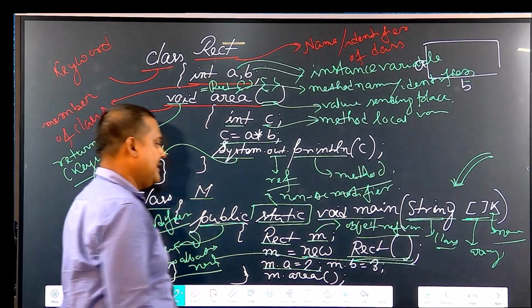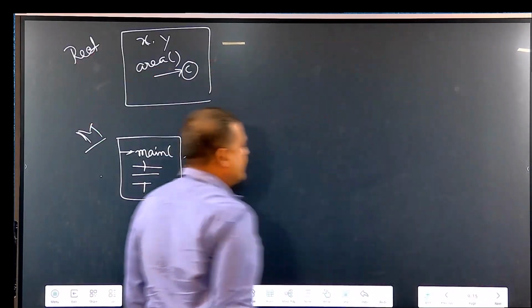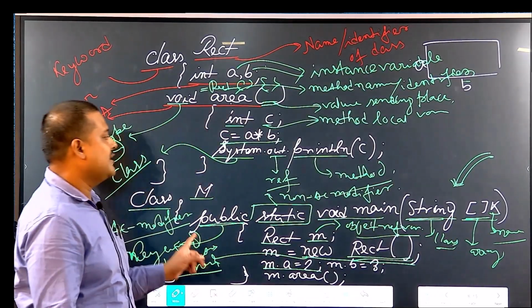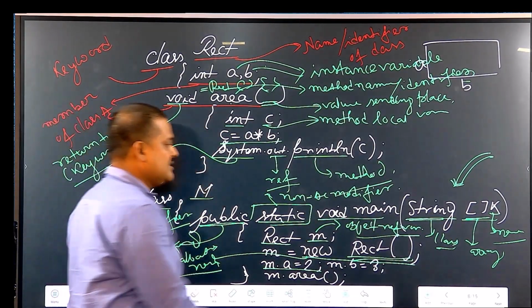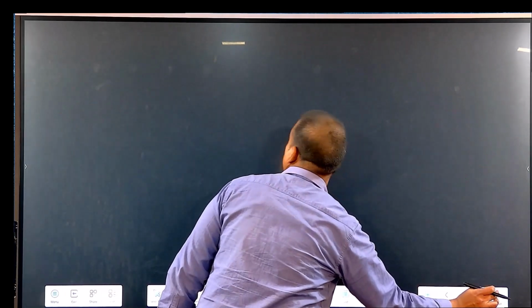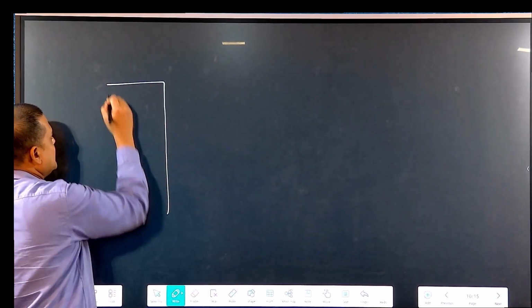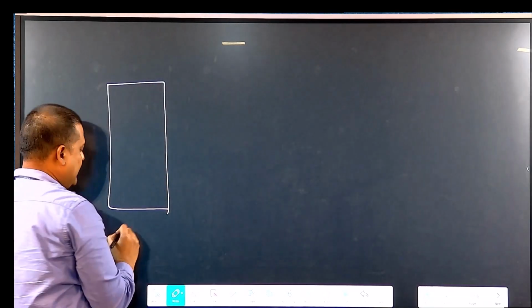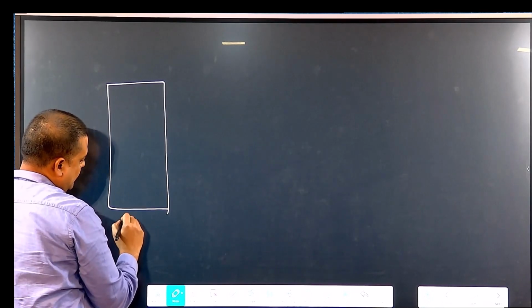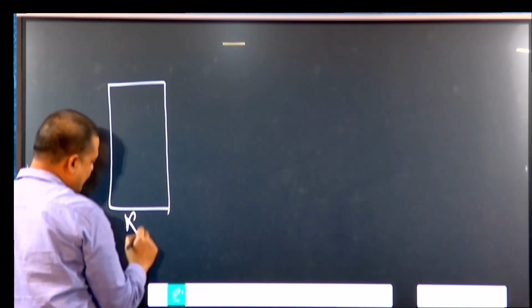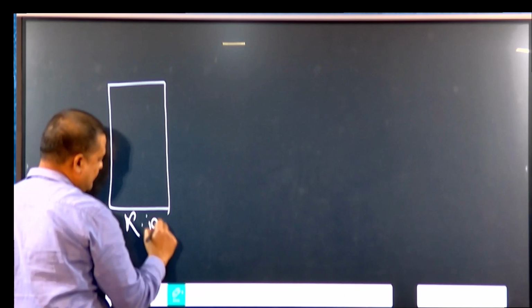Now, I am explaining how the program will execute. First, when we execute this program, we will store it in a file. For example, we store this program in a file, generally say in k.java.